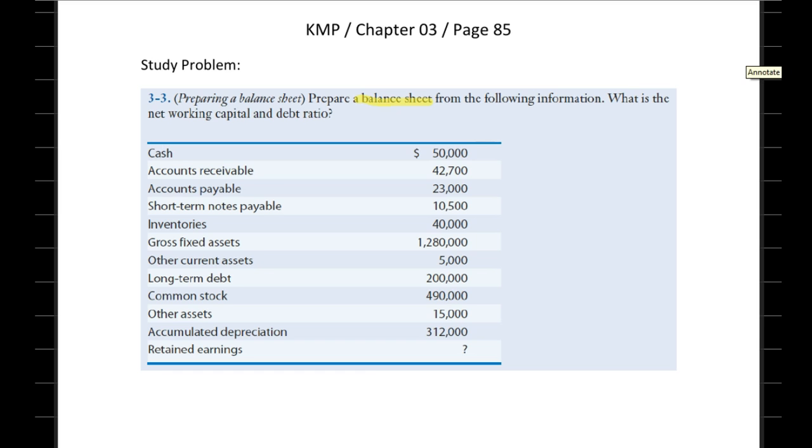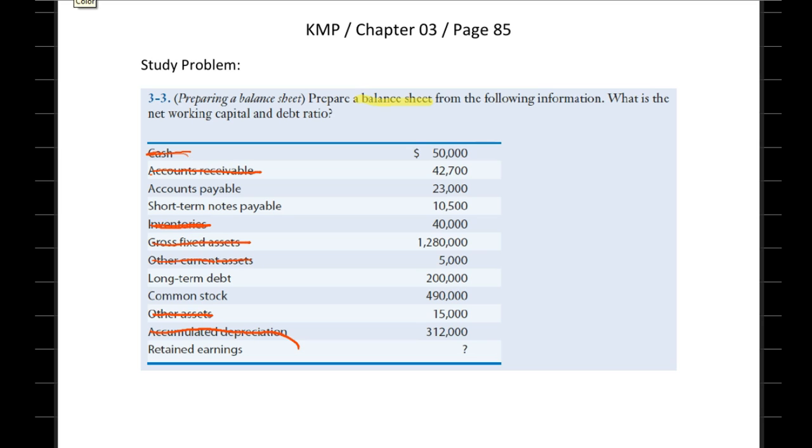But let me briefly eliminate those that we have already used. We have already used cash, accounts receivable, inventory, gross fixed assets, other current assets, and accumulated depreciation. And we're also done with other assets. So we're not left with too many options actually.